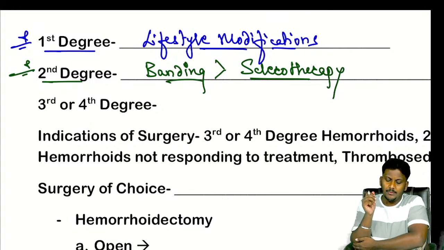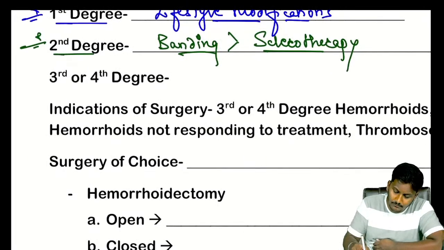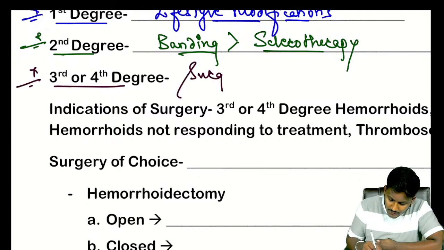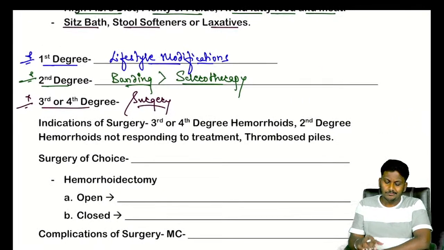For grade 2, second degree, we can go for banding or sclerotherapy. Even laser nowadays can be tried. Next important, beta, is third or fourth degree. If I talk about third or fourth degree hemorrhoids, beta, for third and fourth degree hemorrhoids we have to go for a surgery. In third or fourth degree hemorrhoids, beta, we have to go for a surgery.